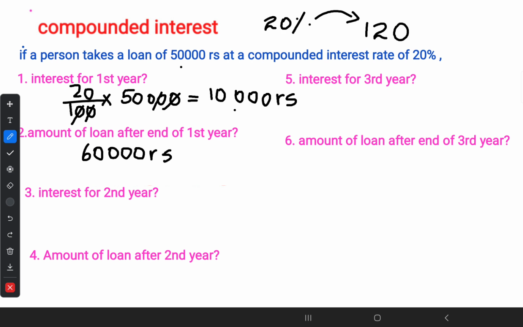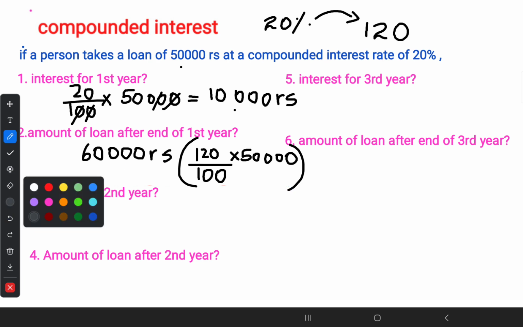You can use that. So after the end of the first year, what is the amount of loan? Initial loan and interest both together are calculated after the end of the first year. So if you take 100 rupees as a loan, including the 20 rupees interest, you should repay 120 rupees, times the loan amount, 50,000 rupees. Directly you can use this formula also. When you simplify this, you will get 60,000 rupees. This is the formula method. Otherwise, you have to find the interest first, and thereafter add the loan amount with the interest to find the loan after the first year. If you want to find that directly, 120 over 100 times 50,000.